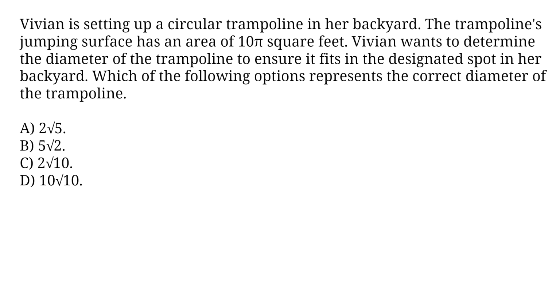Vivian is setting up a circular trampoline in her backyard. The trampoline's jumping surface has an area of 10 pi square feet. Vivian wants to determine the diameter of the trampoline to ensure it fits in the designated spot in her backyard. Which of the following options represents the correct diameter of the trampoline? A. 2 root 5. B. 5 root 2. C. 2 root 10. D. 10 root 10.